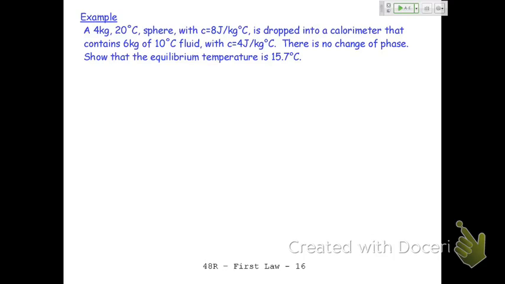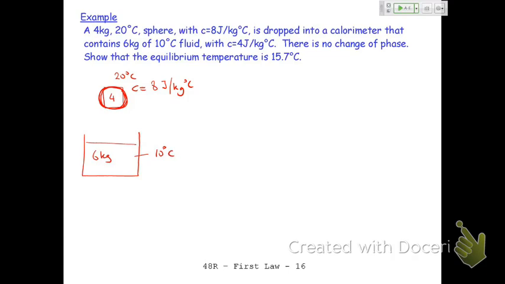Example: a 4 kilogram, 20 degrees C sphere with a C equals 8 joules per kilogram degree C is dropped into a calorimeter which contains 6 kilograms of 10 degree C fluid with a C equals 4 joules per kilogram degree C. I want to know the final temperature. On these, I tend not to use realistic numbers. Maybe in the homework I'll use realistic numbers, but for a test I'll use very simple numbers for specific heat and the like.